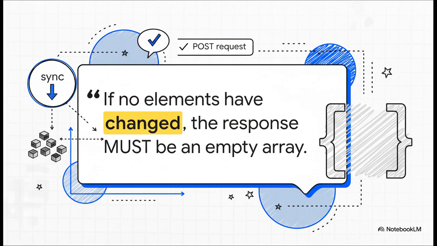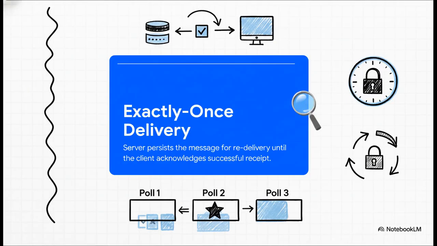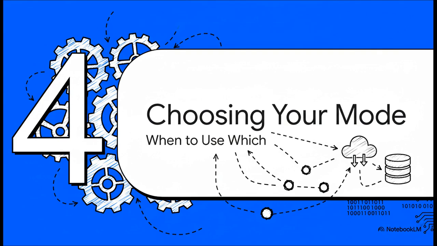No wasted bandwidth. This whole mechanism gives you what's called exactly once delivery. The server will literally hold on to the latest value for every element until you confirm you got it. Nothing ever gets lost. The catch? The server only holds the most recent value. It's not going to buffer up all the little intermediate changes that happen between your polls. So this all leads to the big question, right? As an engineer building an app, how do you decide which one to use?